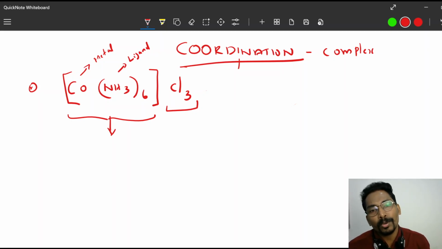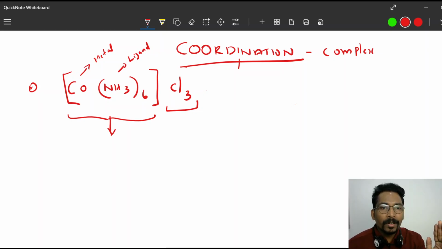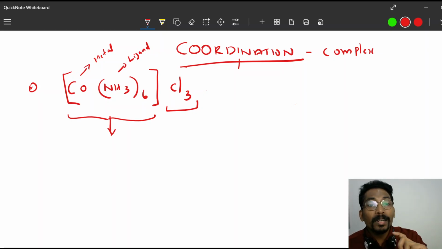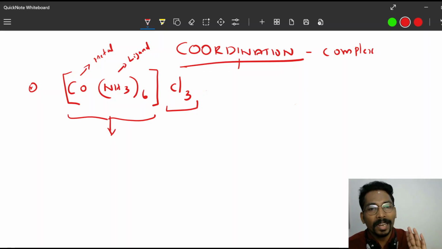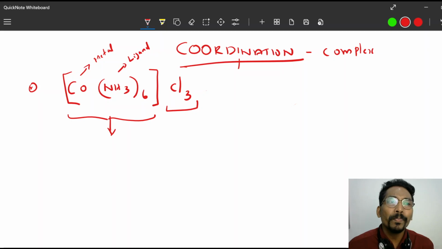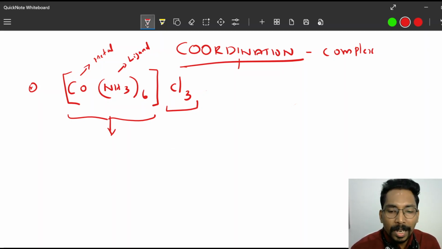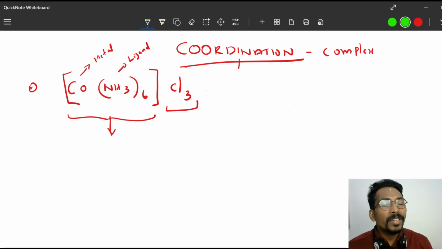So we have certain rules based on that. Anyway, the central metal atom is written first and then the ligands. But when it comes to nomenclature, it is opposite. So first you have to name the ligands. Now I will tell you how to name this compound. You have to start with the cation. How do you know which is the cation and which is the anion of this complex?